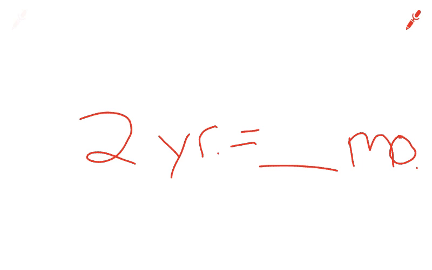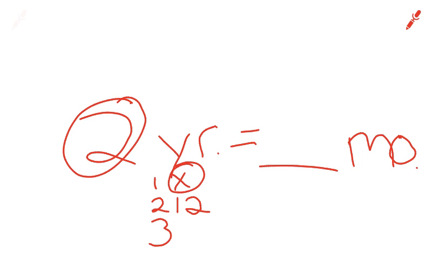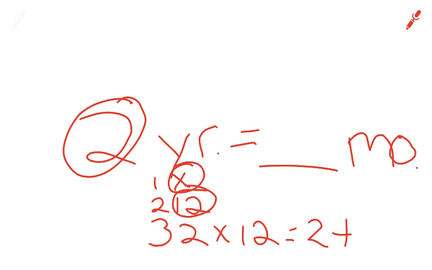Well, let's do it with our 1, 2, 3. We're going from years to months. Remember, when we go bigger to smaller, years is bigger than months. Bigger to smaller, we multiply. How many months are in a year? 12. And now we take our 1 and 2 steps when we do 2 times 12. 2 times 12 gives us 24. So our answer is going to be 24 months.